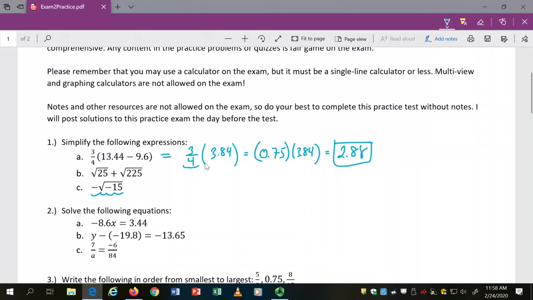Is there another way to do that? Anytime you're trying to multiply a number times a fraction, you just multiply by the numerator and divide by the denominator. So you could just do 3 times 3.84 and then divide by 4. So 3 times 3.84 is 11.52, and then you divide by the 4, and you get the exact same answer. So you can do it either way.